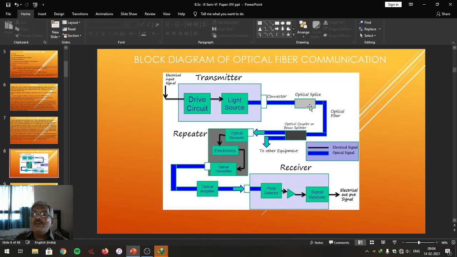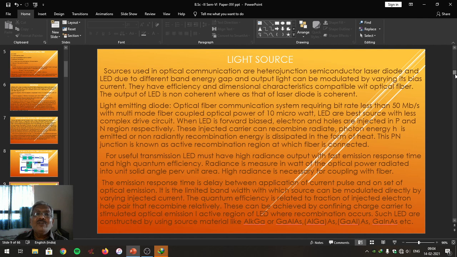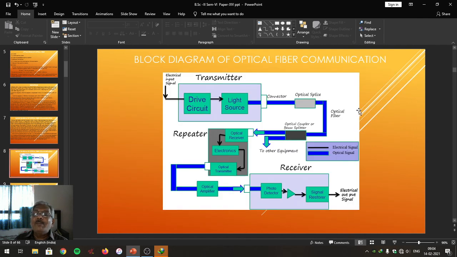Friends, this entire aspect which we have utilized is known as the block diagram of optical fiber communication. Dear students, I hope you understood the block diagram representation of the optical fiber and also the few definitions we have covered in this particular topic.